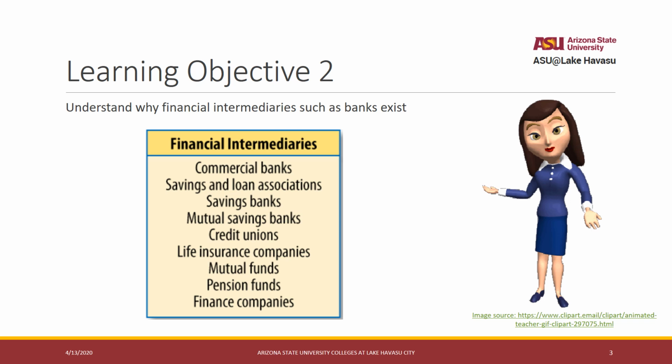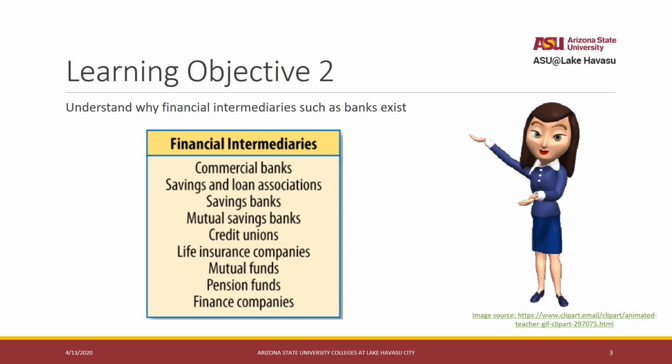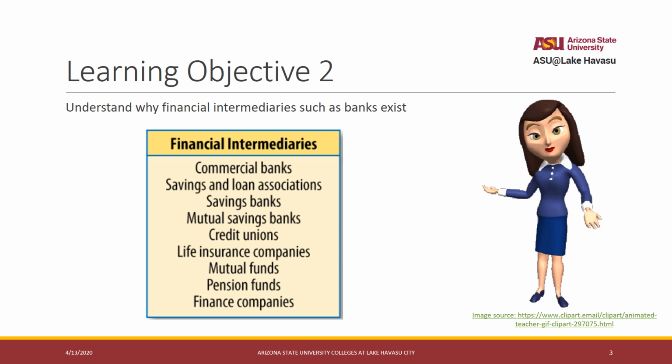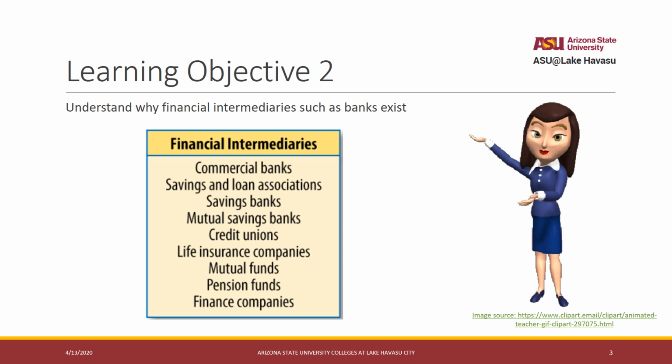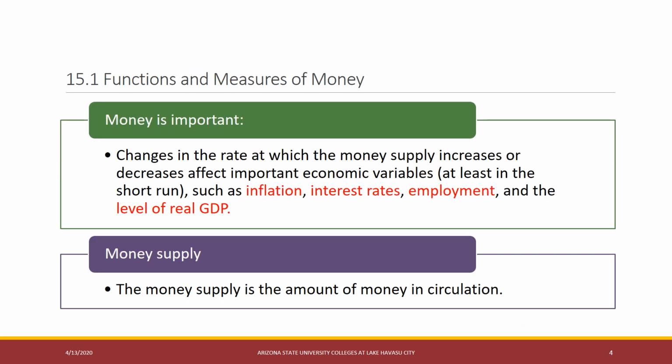Our second learning objective is to understand why financial intermediaries such as banks exist. Let us explain the official definition of quantity of money in circulation.